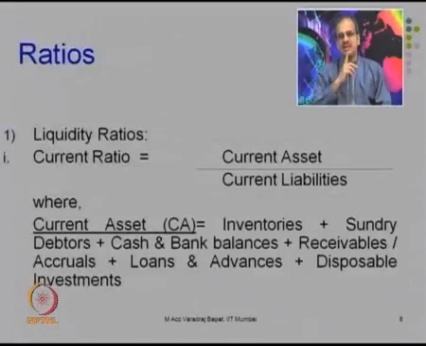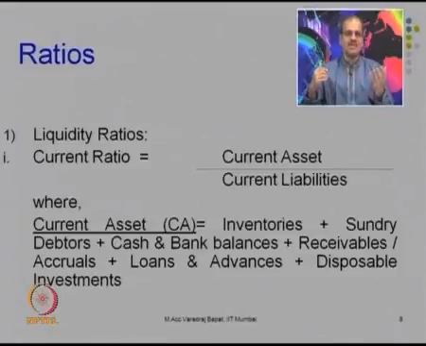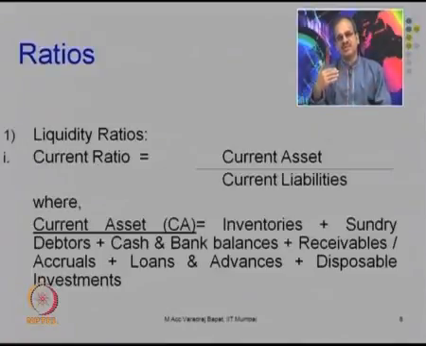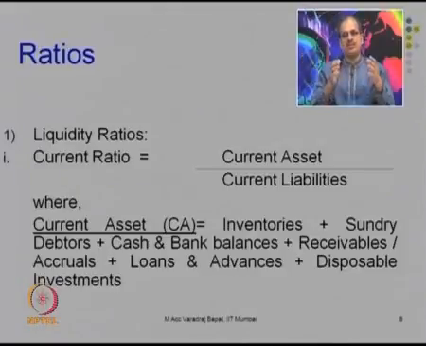This is about the liquidity ratios. One of the most important liquidity ratios is current ratio, which is a relationship between current assets upon current liabilities. You all know what is current assets and what is current liability. So, this ratio helps you to find out, does the company have enough current assets to pay for its current liabilities. So, the first important ratio for liquidity is current ratio.